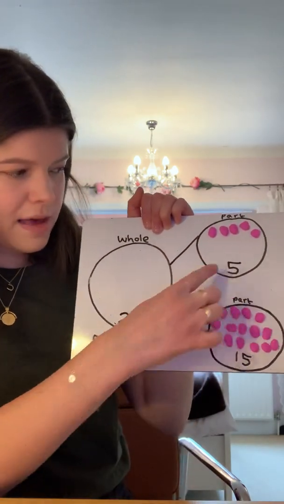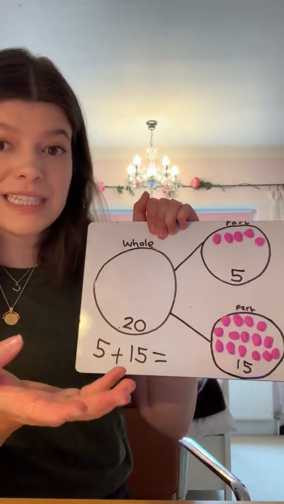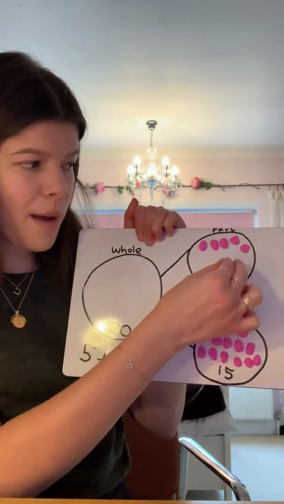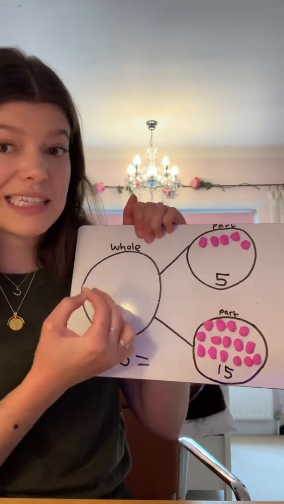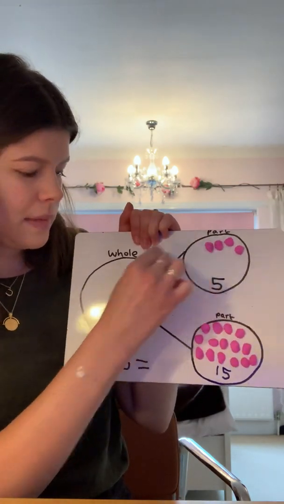So I've got 5 add 15. Let's check what it is when we put the 2 parts together to make the whole. So this time I'm going to keep counting as I move both of my parts. Count with me. Let's find out what it's equal to.